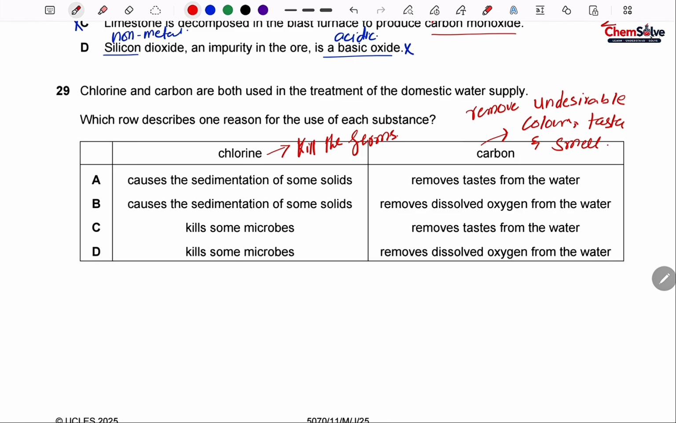Causes sedimentation of some solid? No. So options A and B make no sense. We have to choose between options C and D. Now look at carbon. Removes dissolved oxygen from the water? No. So C is the correct one.